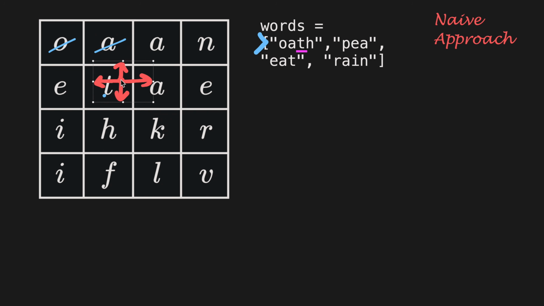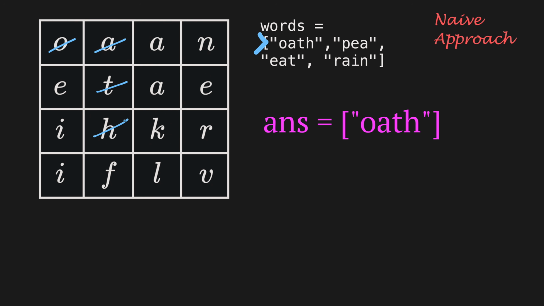All other paths from A would return false. From here, we search for the letter H, which we find by going down again. And now that we are at the end of the word, that means we could find the entire word, and hence we add it to the answer list. Next, we would then repeat this exact same process for pee, then eat, and finally rain, where we'd find eat, but we would fail to find pee or rain.